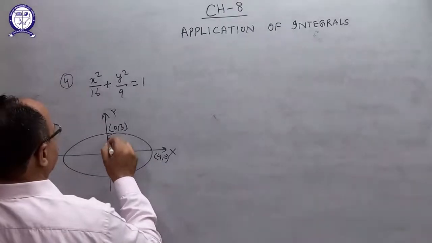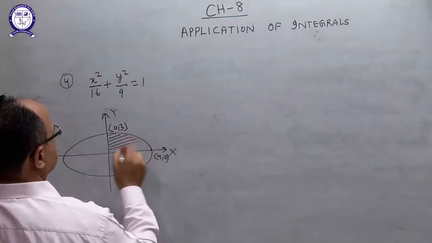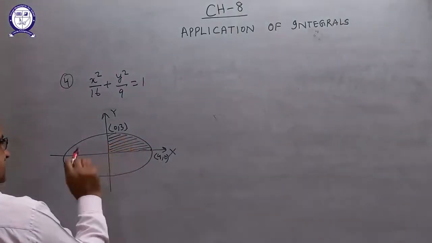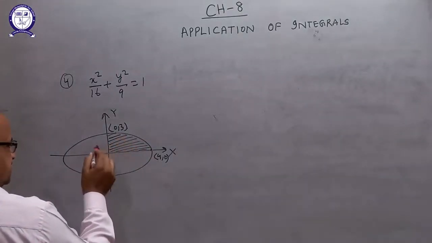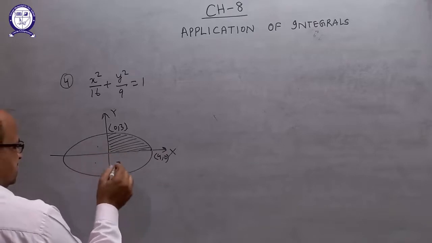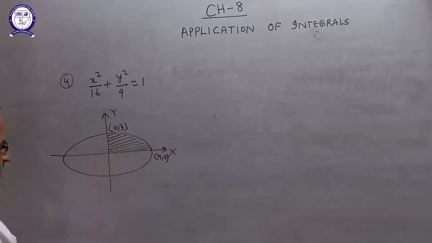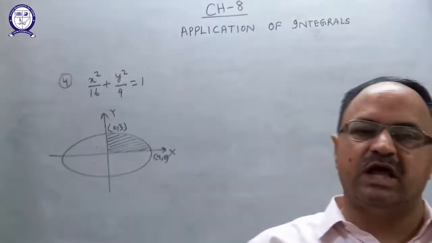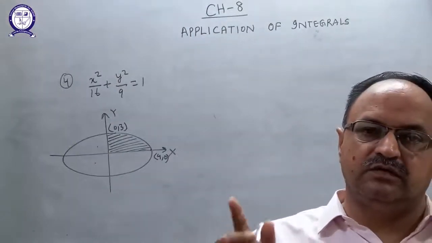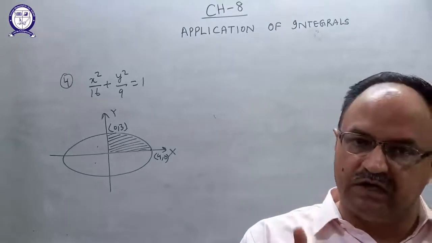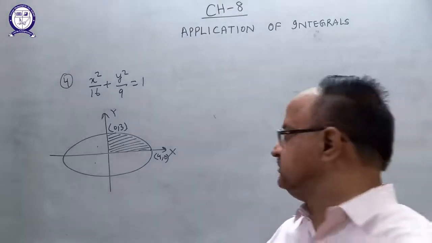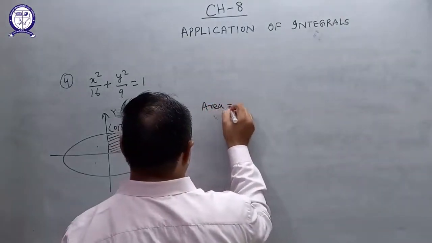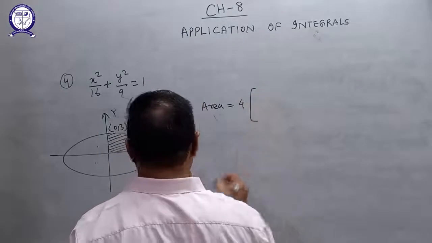We want to find the complete area. And you know that the area is symmetrical about the x-axis as well as the y-axis. This area is equal to this area, and so on. It means all the 4 parts of this ellipse have equal area. Firstly, find the area of one part, then multiply by 4. This is the required area. Firstly, find the area of the first part.